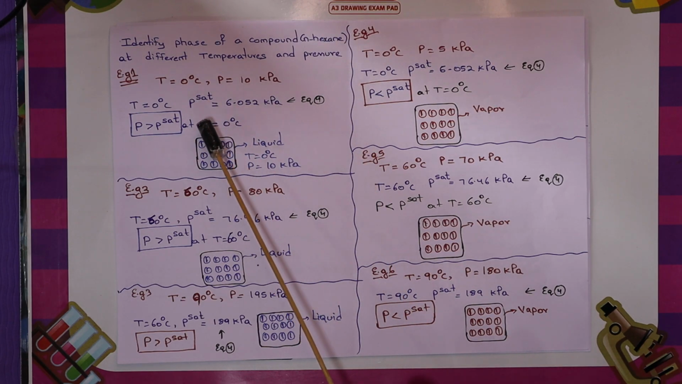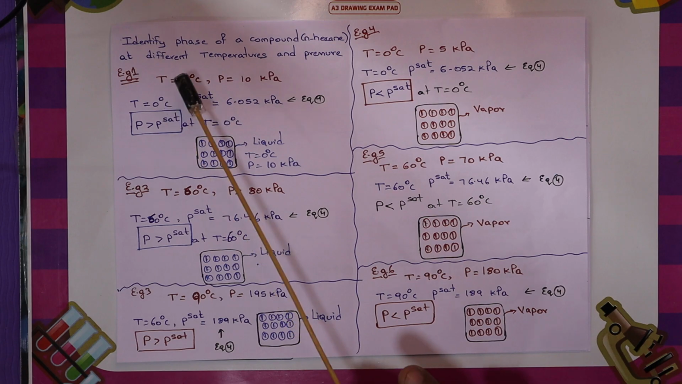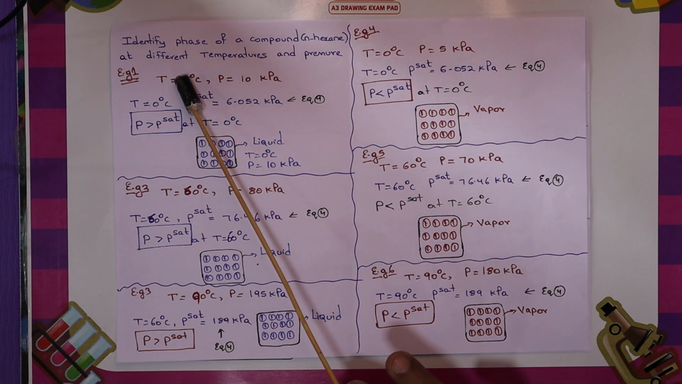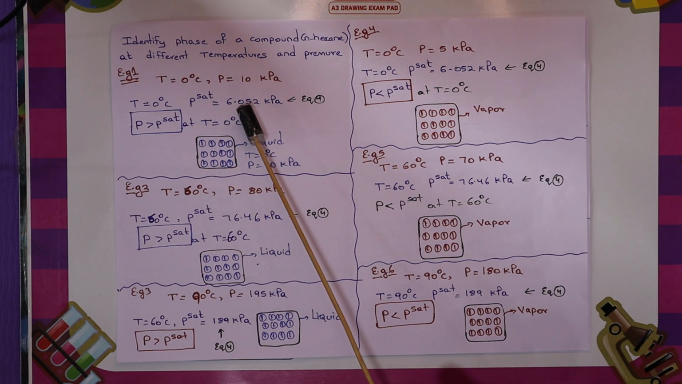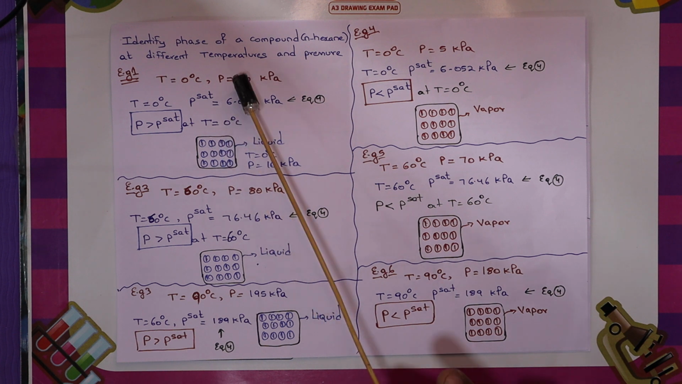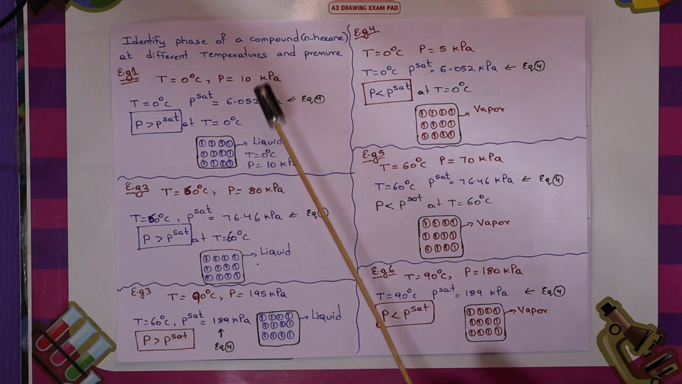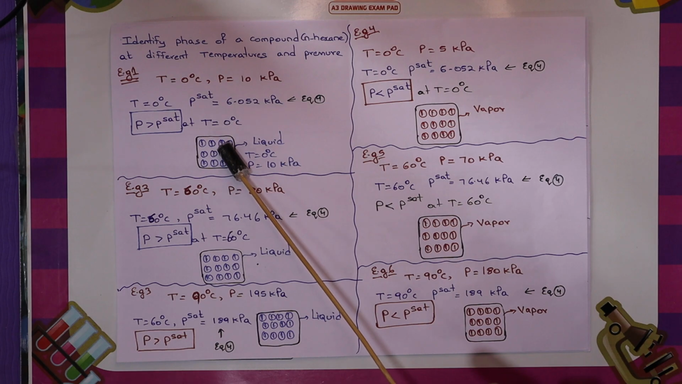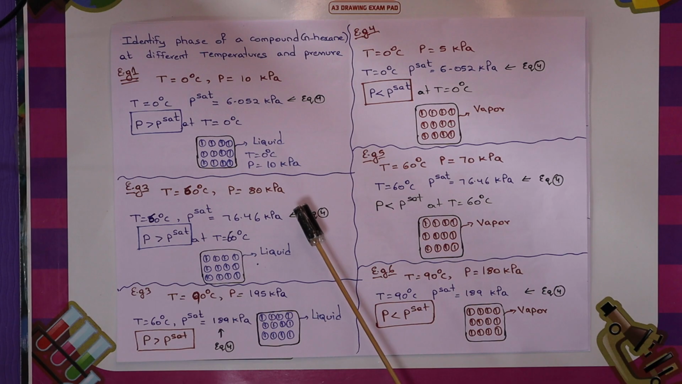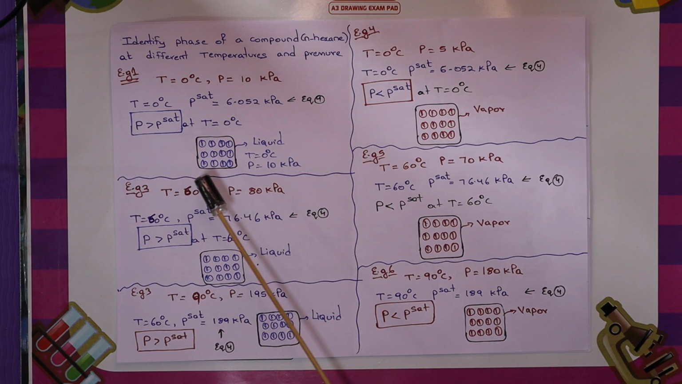To do that, I need to have the T-sat, P-sat data. If you know the temperature, I am able to calculate the P-sat using the Antoine equation. At a temperature of 0 degrees centigrade, the saturation pressure is 6. But at what pressure is the system? At 0 degrees centigrade, the pressure is 10 kilopascal. That means the actual pressure in the container is higher than the saturation pressure, so it will be in the liquid phase. This is how we can identify it.